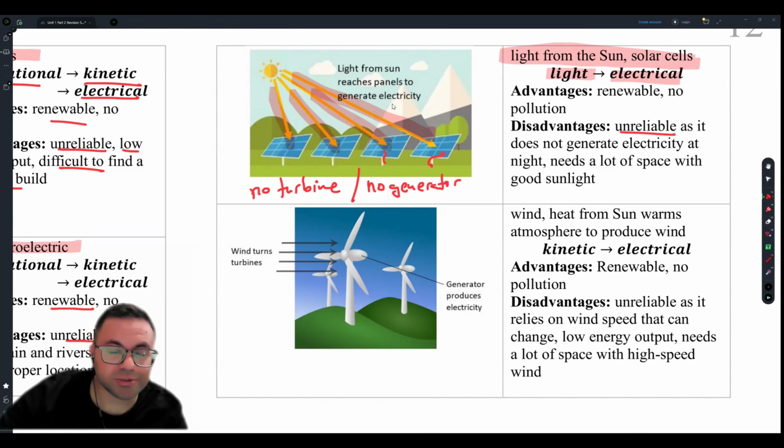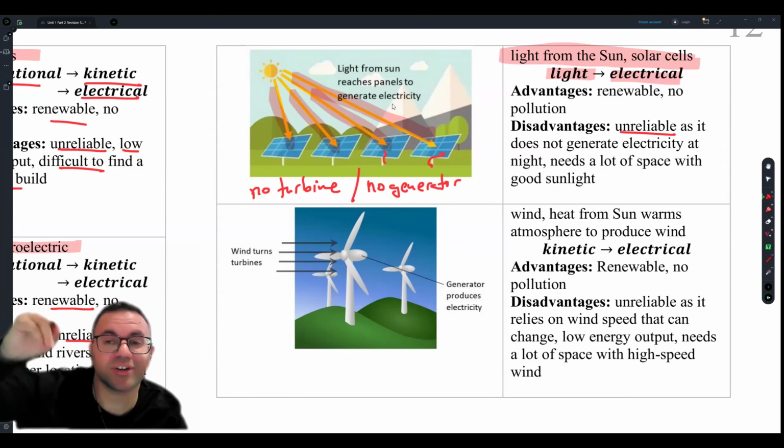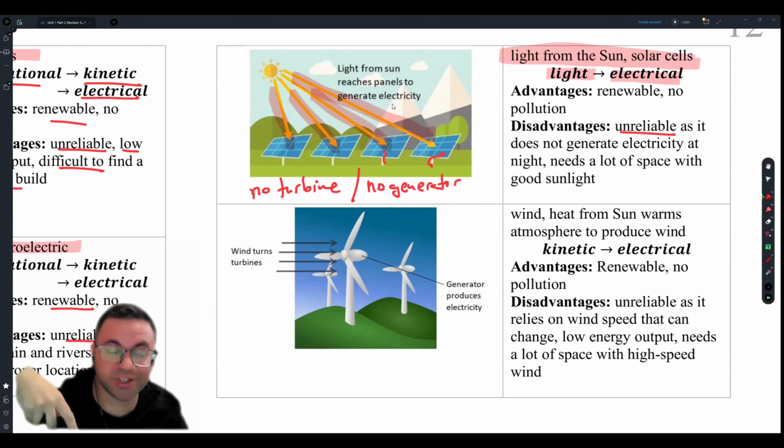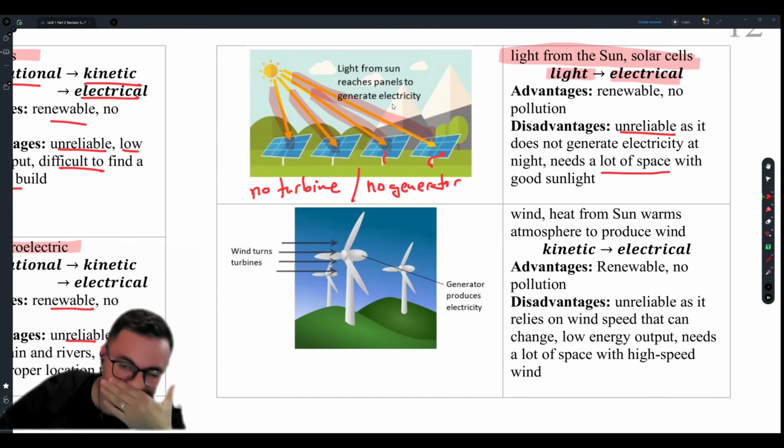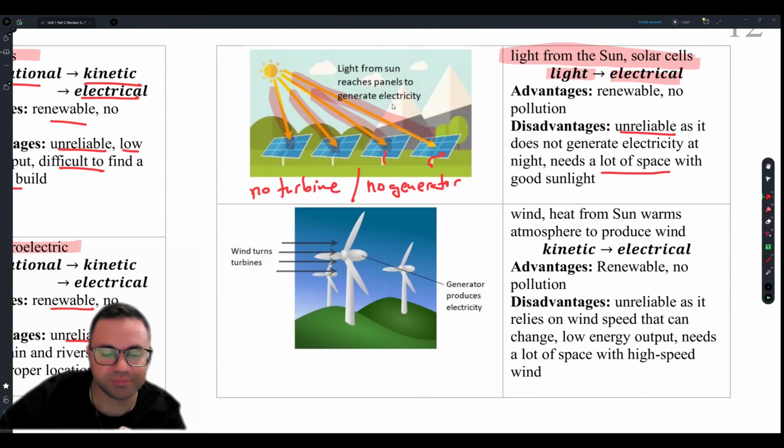It's also unreliable. So it's renewable, no pollution. It's also unreliable because it relies on the day and night cycle. It doesn't generate electricity at night. Or if it's foggy or if it's cloudy, no more sun. And it needs a lot of space to produce enough electricity. Finally, we use wind turbines.